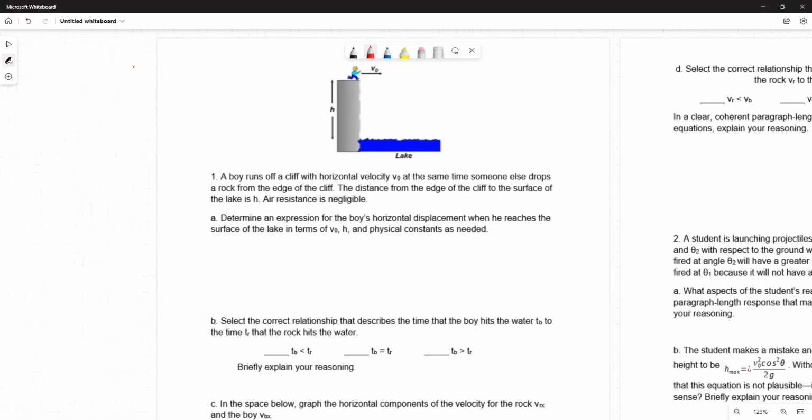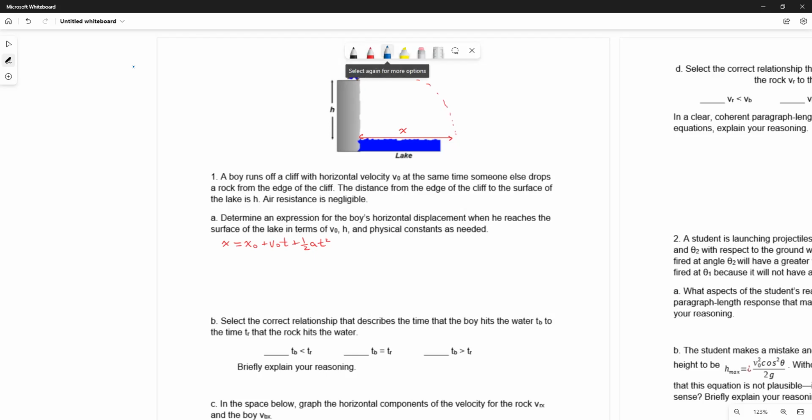Basically, you're asked to derive an expression for the horizontal displacement, right? So this kid's gonna travel a parabolic path like this, and it's going to land some distance away from where he initially jumped off. We're going to call that x. And so the position, according to our kinematics equation, works out like this, plus 1/2 a t squared, right?